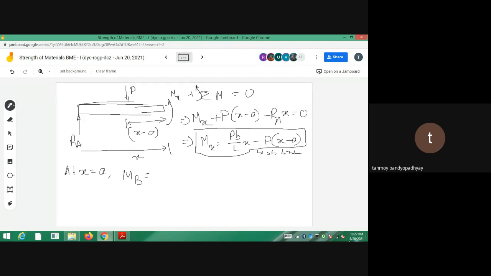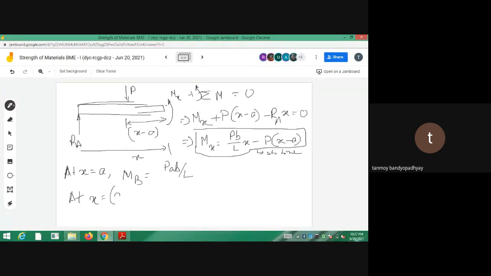So what is MB coming out to be? You put all the values, this will be 0. So you are getting Pab by L, which is the same as we got in the previous case, MB. So from both these expressions we should be getting the same value for MB, because B point is common. For the portion AB, whatever value of MB I get, for the portion BC I will also be getting the same value of MB. If that is not what you are getting, you have to understand that you have done the problem wrong.